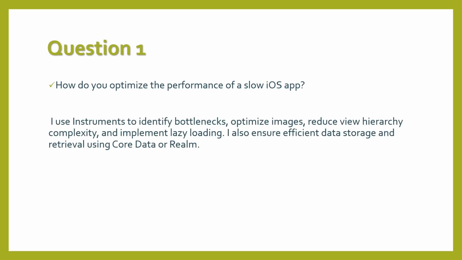How do you optimize the performance of a slow iOS app? I use Instruments to identify bottlenecks, optimize images, reduce view hierarchy complexity, and implement lazy loading. I also ensure efficient data storage and retrieval using Core Data or Realm.